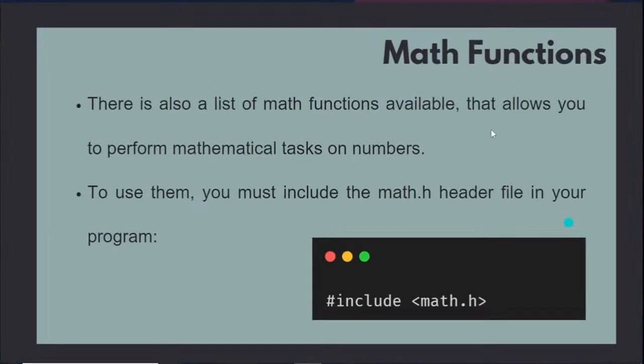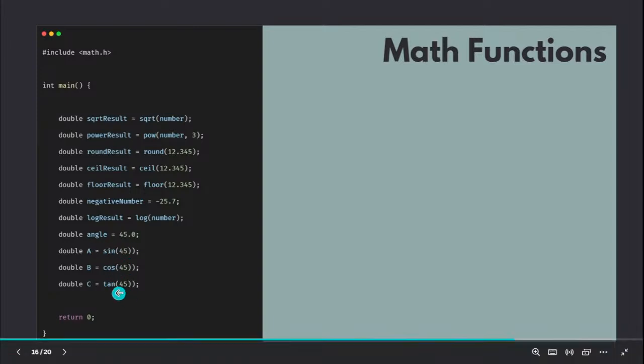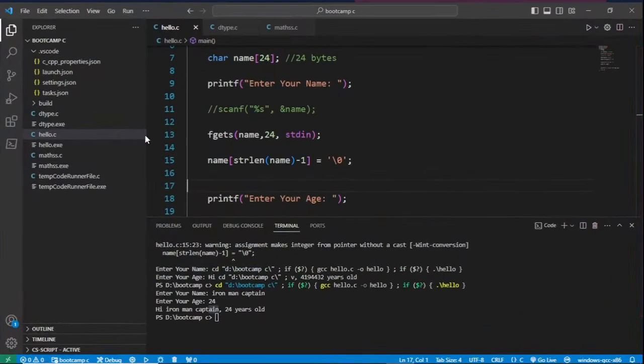So let me show you some examples. You could get square root using sqrt, you could get power result using pow, you could get a rounded result with round, you could use ceil. There's a difference between these two, I'll show you in the output. You could do floor result, you could get a negative number of a particular number, you could get a log result using log. And you can get sine value, cos value, tan value and so on. Those are from math functions.